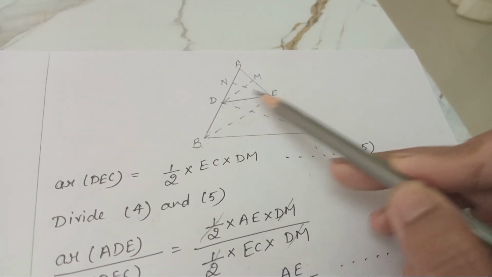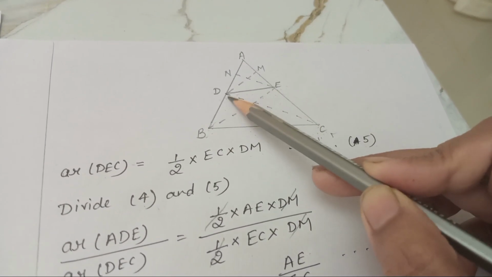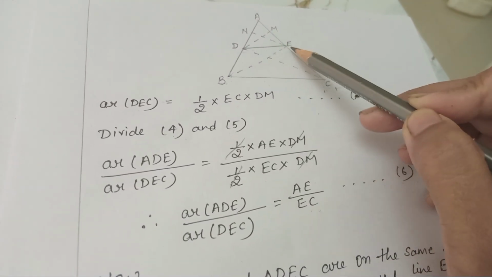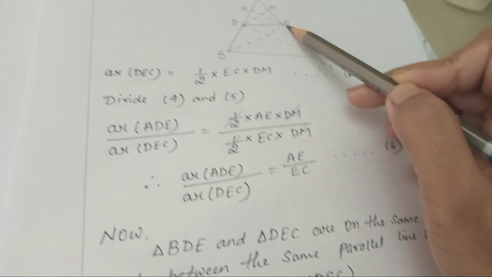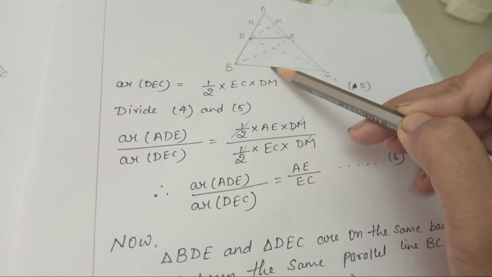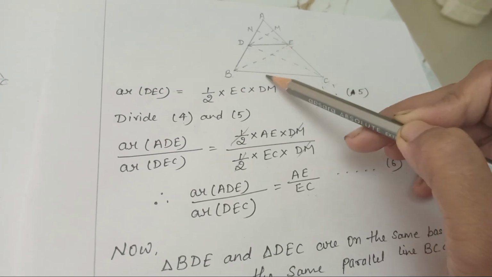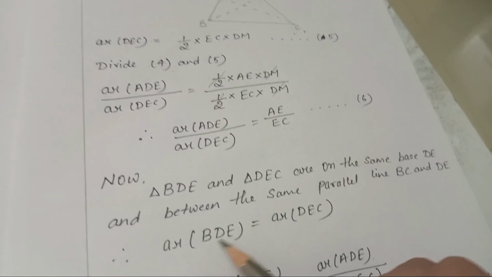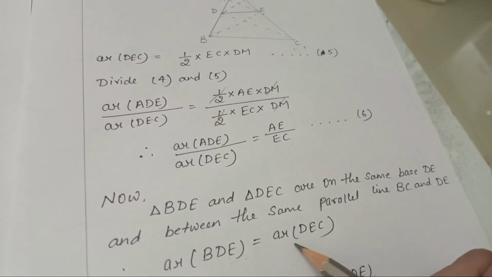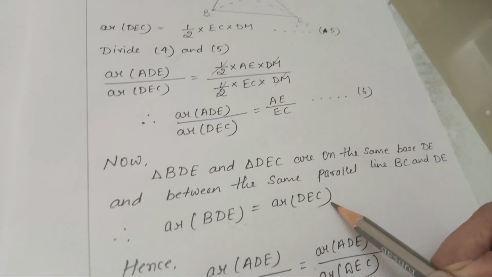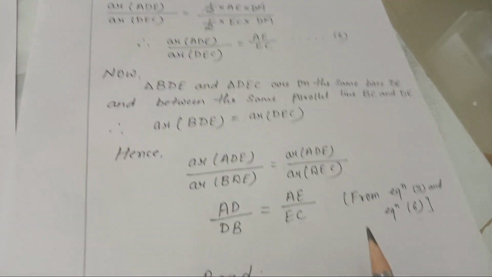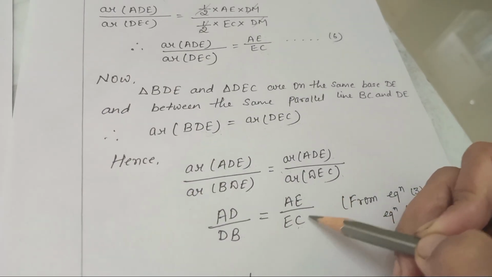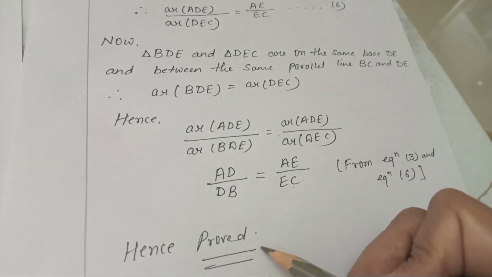Triangle BDE and triangle DEC are on the same base DE and between the same parallel lines BC and DE. Therefore, area of triangle BDE is equal to area of triangle DEC. Hence, AD upon DB is equal to AE upon EC. Hence, proved.